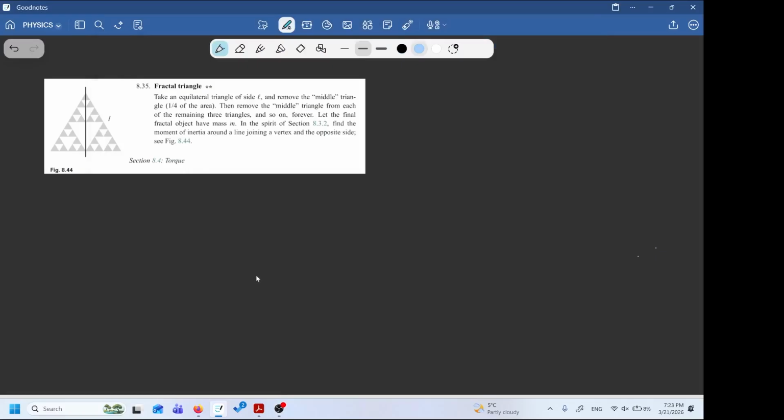Hello everyone. So today we'll talk about exercise 8.35, fractal triangle. In this problem we're trying to find the moment of inertia of a fractal triangle. So what exactly is a fractal triangle?